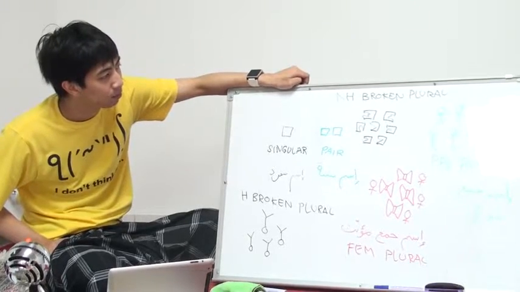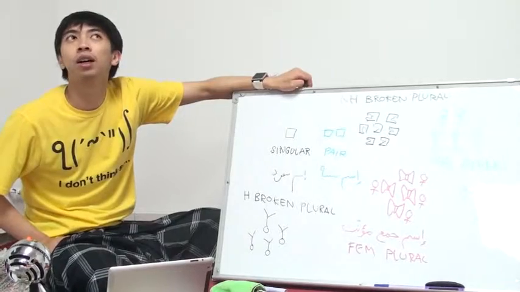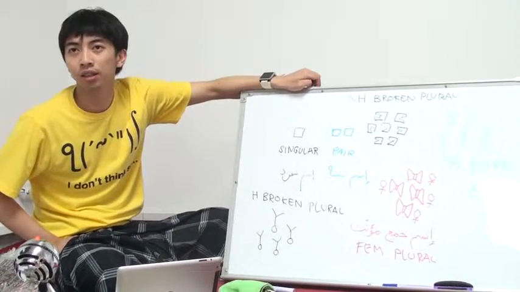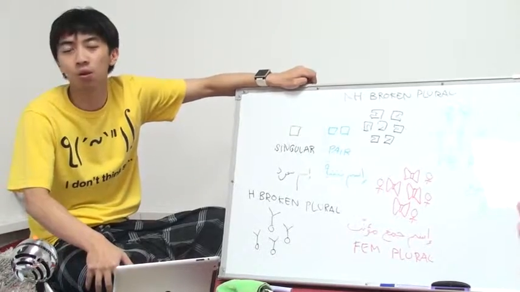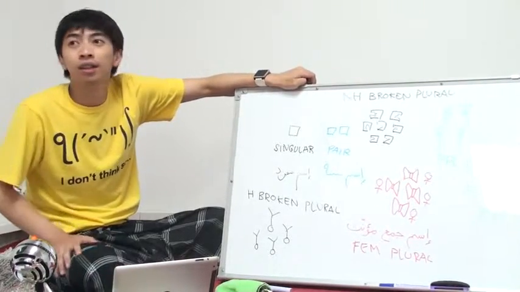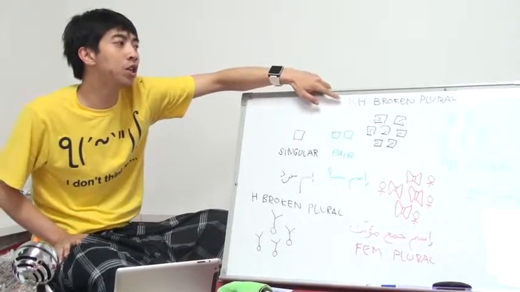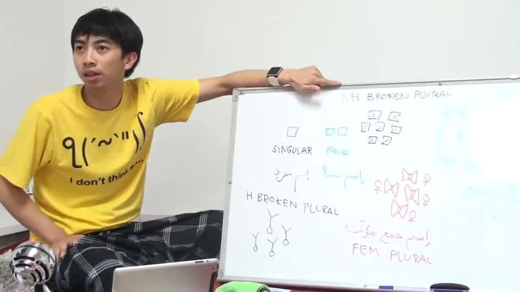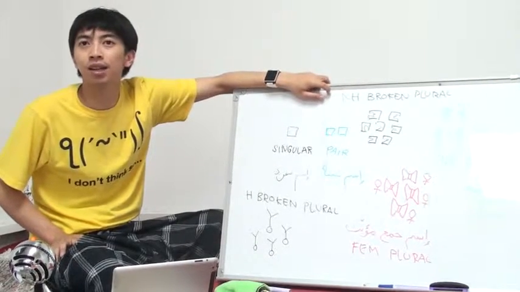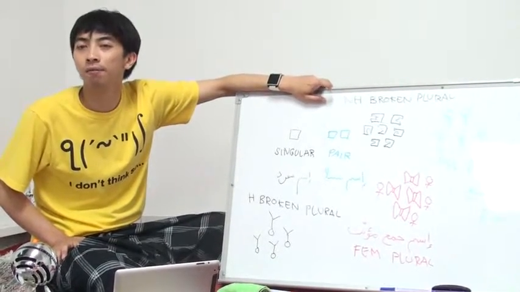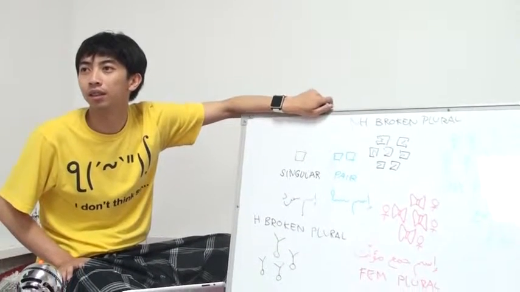The second thing, this is a very weird rule in Arabic, the weirdest rule in Arabic. When Arabs are talking about non-human broken plural, they will treat them as a singular feminine.